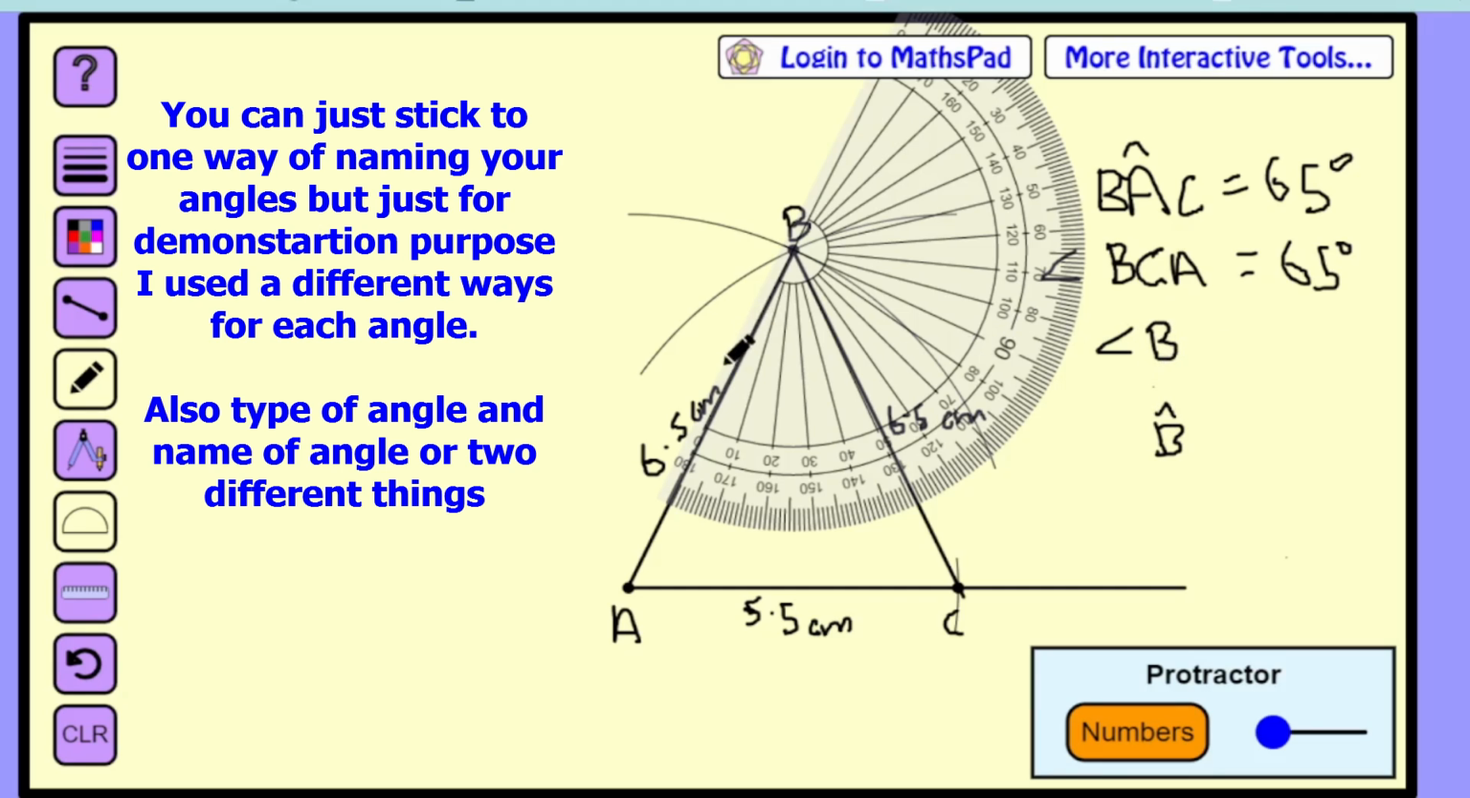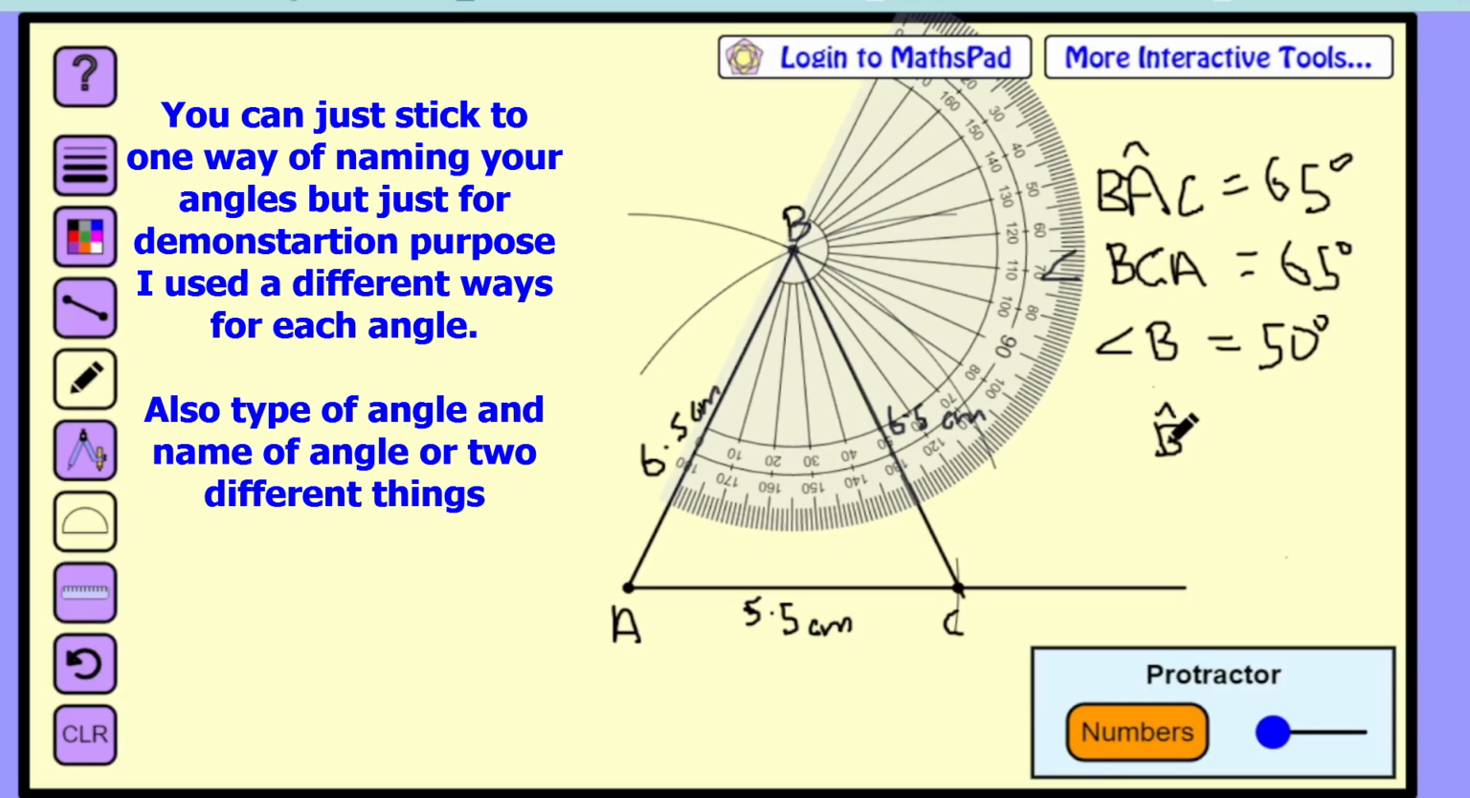So we're going to go ahead. Again, we're using the inner scale because that is the scale that starts from 0. So we're counting, 0 all the way up, and we can see that this is 50 degrees. And we know that angles in a triangle sum up to 180. So if we add 65 plus 65, we'll get 130. 130 plus 50 gives us 180. So there we have it.